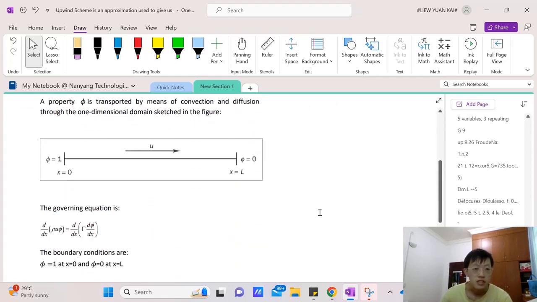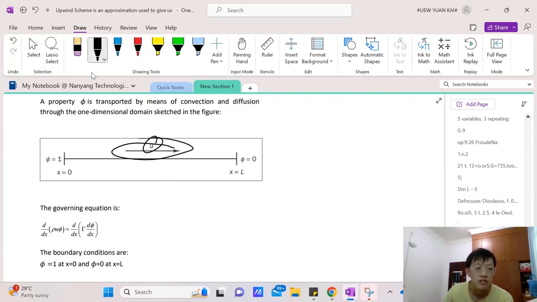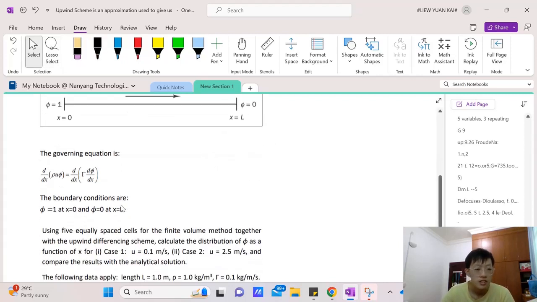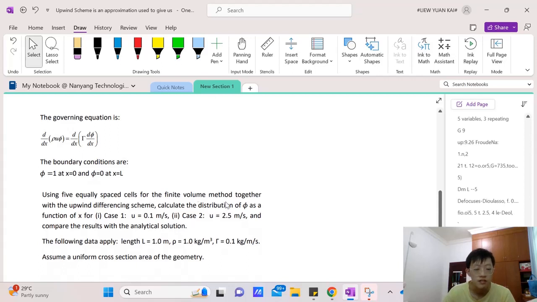A property phi is transported by means of convection and diffusion through a one-dimensional domain sketched in this figure. They explicitly mention u and the direction, so it flows to the right. There are some boundary conditions, and the length of this domain is L. The governing equation is this, and the boundary conditions are this. Using 5 equally spaced cells for the finite volume method together with the upwind differencing scheme, calculate the distribution of phi.